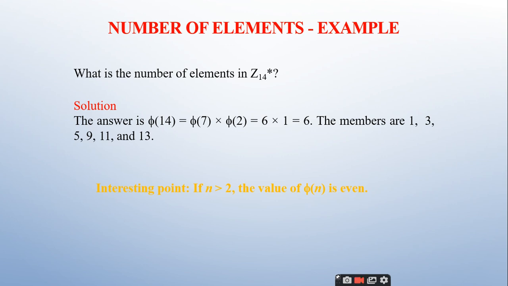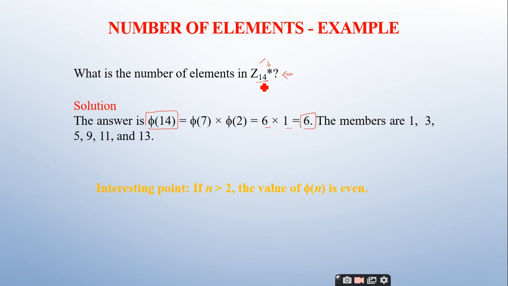Yes, sir. Right. So it is also used to find the Z14 star. What is Z14 star? This is the set of numbers which have multiplicative inverses less than 14, right? So if I want to find the number of elements inside the Z14 star, I can easily find it by making use of Euler's phi function, that is phi of 14 is equal to phi of 7 into phi of 2, that is 6 into 1, 6.